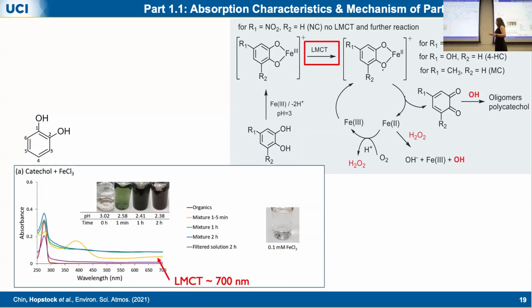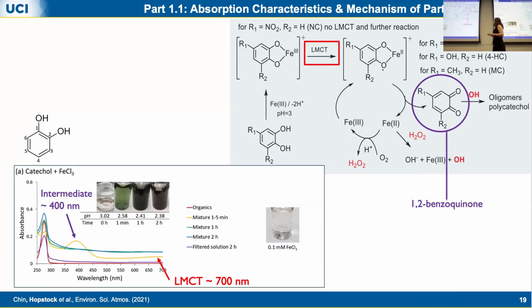So this yellow trace here, we have a ligand to metal charge transfer band in the near IR. And mechanistically, what this means is iron 3 has complexed to this catechol molecule, and iron 3 was then reduced to iron 2. And by doing so, we have this spectral feature occur. And then after that, or I guess simultaneously, we have this intermediate that was formed at 400 nanometers. I say it's intermediate because it forms and then goes away. We don't see it again. We believe that it's a 1,2-benzoquinone structure.